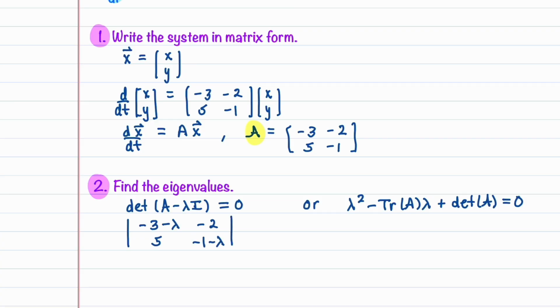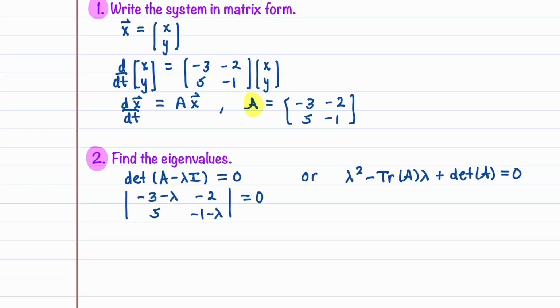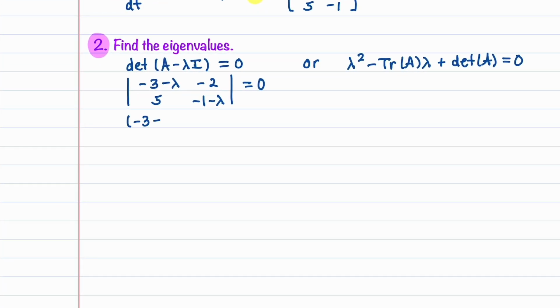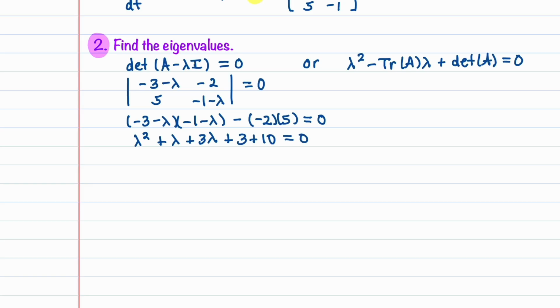And we're going to set that equal to 0. This gives us (-3 - λ)(-1 - λ) - (-2)(5). That's just the main diagonal elements multiplied minus the off-diagonal elements. This gives us λ² + λ + 3λ + 3 + 10 = 0. So we have λ² + 4λ + 13 = 0.